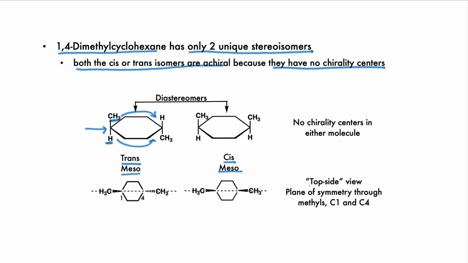If you look down on each ring, we get a top-side view. We split the two methyls in half, we split the C1 and C4 in half, and each side of the ring reflects into the other. This happens for both the trans and the cis compounds. There are only two stereoisomers, the trans and the cis stereoisomers, and they are diastereomers of each other.